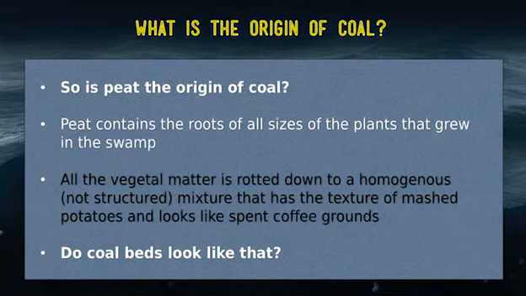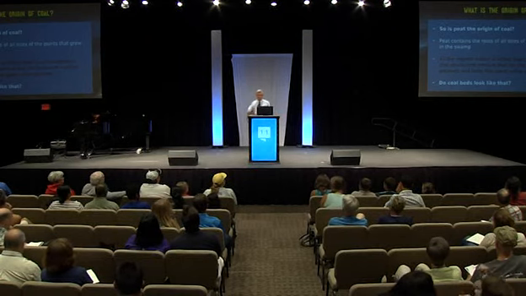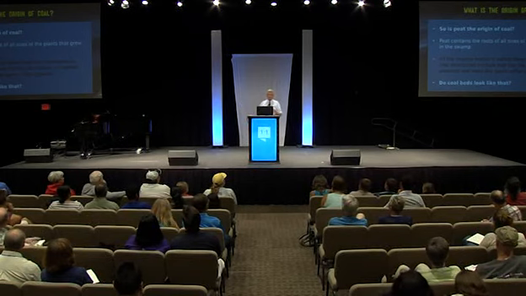Well, you've already observed that peat contains the roots of all sizes of plants that grew in the swamp. And all the vegetable matter is rotted down to a homogeneous, not structured mixture that has the texture of mashed potatoes and looks a little like spent coffee grounds. So, if that's what a peat looks like, remember it has roots, it's homogenised, it looks like coffee grounds. What do coal beds look like?